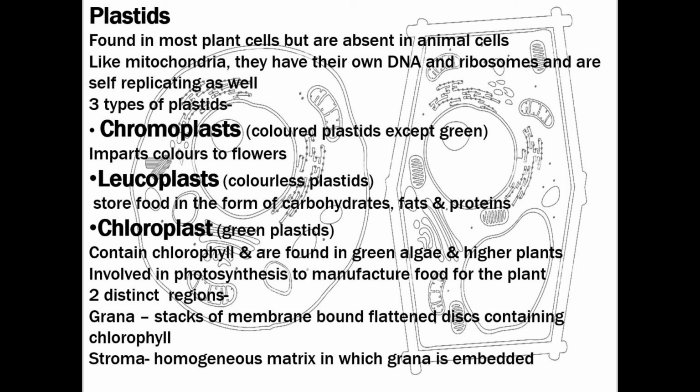And stroma, a homogeneous matrix in which grana is embedded. Now inside stroma the grana stays, and inside grana the chlorophyll stays. So this is the structure of plastid, and this is how the plant does its work of photosynthesis. It gets its color and it stores the food value through the plastids.